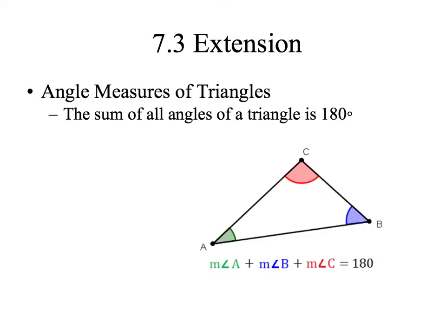Doing some more work with triangles. As it says here, we're looking at the measure of the angles of triangles, and the sum of all the angles is always 180 degrees. So if you look at the example here, angle A, angle B, and angle C, no matter what, those angles have to add up to 180 degrees.